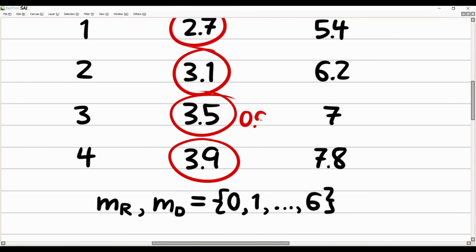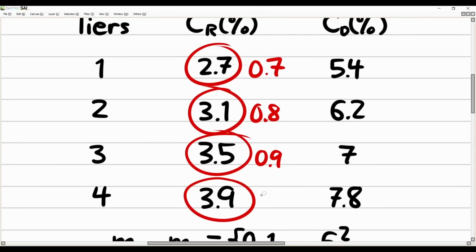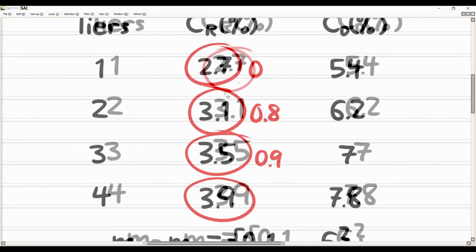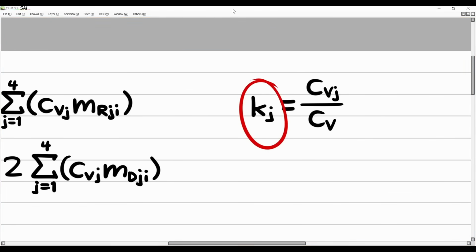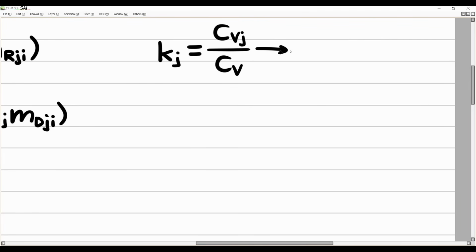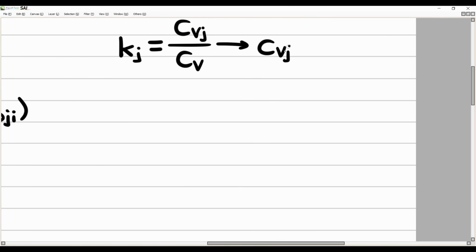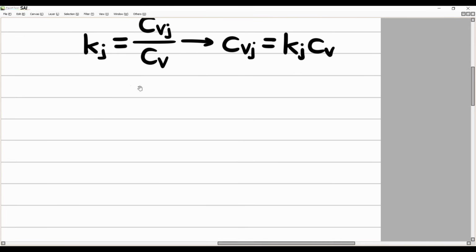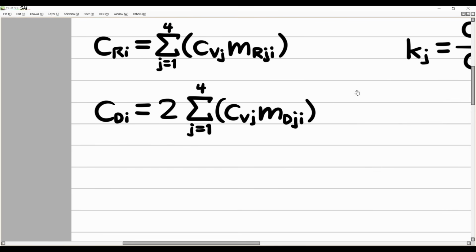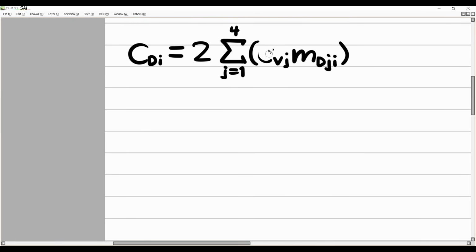Like, I think this one is 9%, 9, 8, and this one's like 7% of this one, or 70%, sorry. These are essentially constants, and we'll have a constant k here. Anyway, we can simplify this a bit more by taking advantage of the fact that CVj is equal to kj times this shared value. And what do you know? We have these CVjs there, so let's substitute for them.